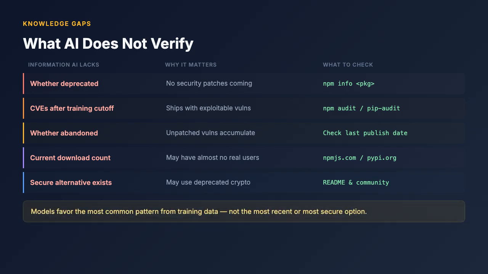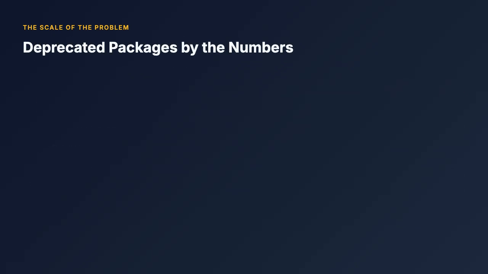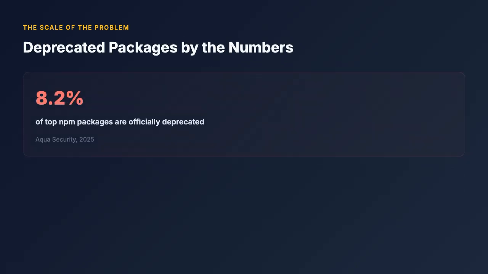The key takeaway is that models favor the most common pattern from their training data, not the most recent or most secure option available today. The numbers reveal the scale of this problem. Research by Aqua Security found that 8.2% of the most downloaded NPM packages are officially deprecated. That's nearly 1 in 12 of the most popular packages.